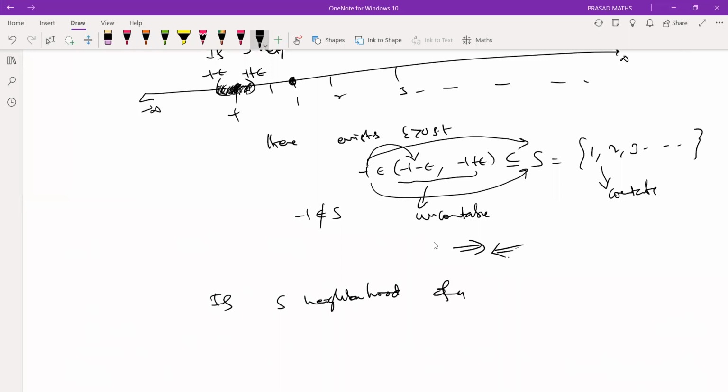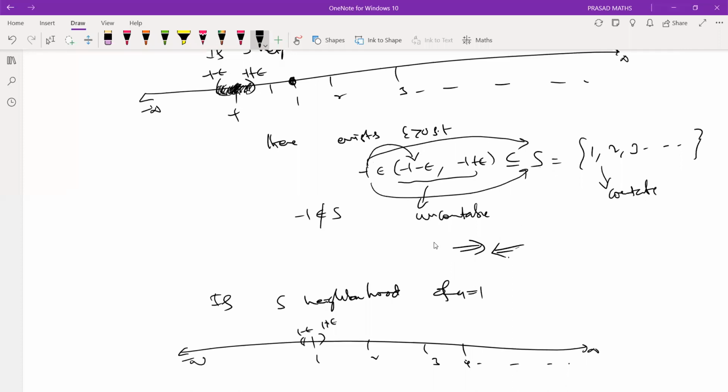Is S a neighborhood of 1? A equals 1? The answer is no. To answer this question, again, the same strategy that you start with: if such a neighborhood is there, for some suitable epsilon, it contains so many rationals and irrationals, which is not a subset of your natural numbers.